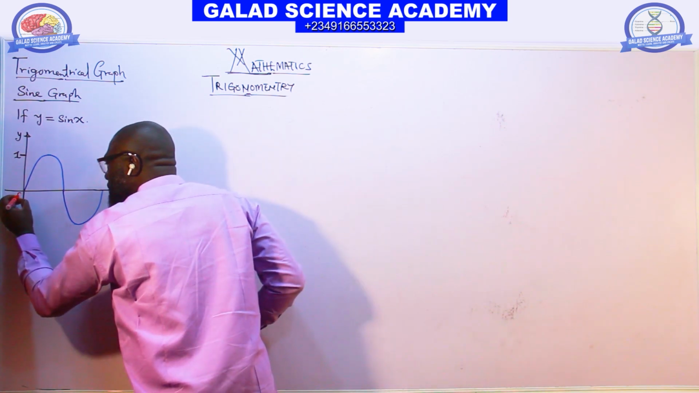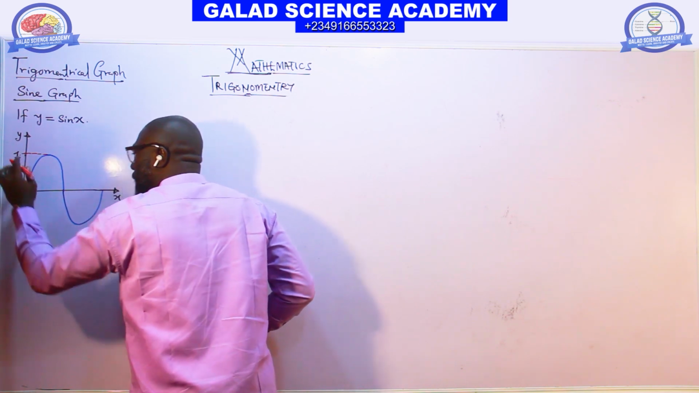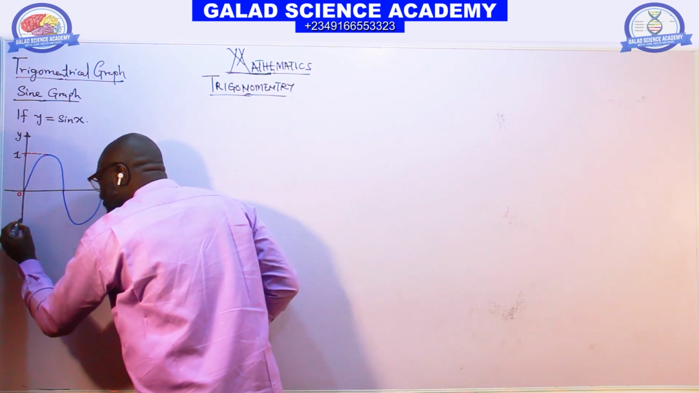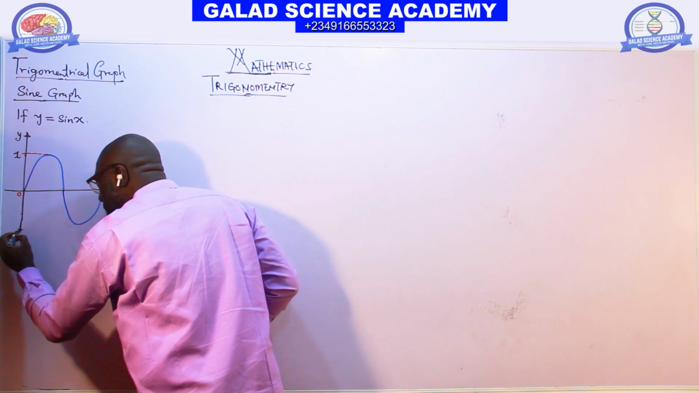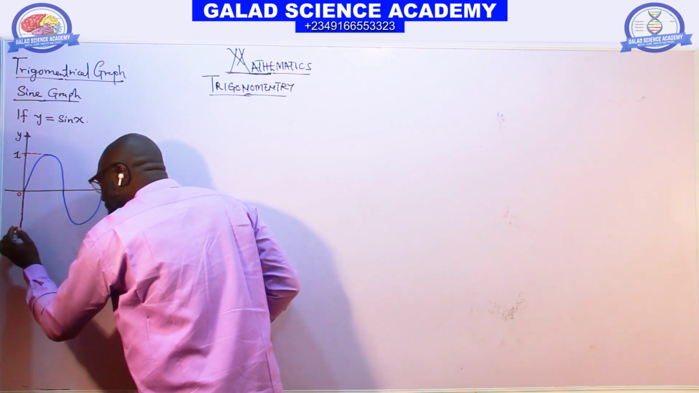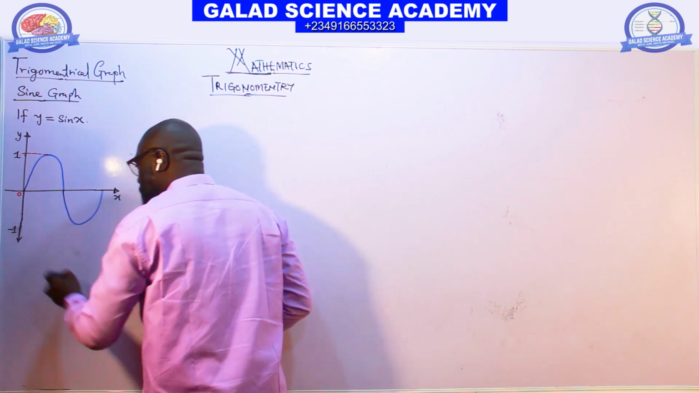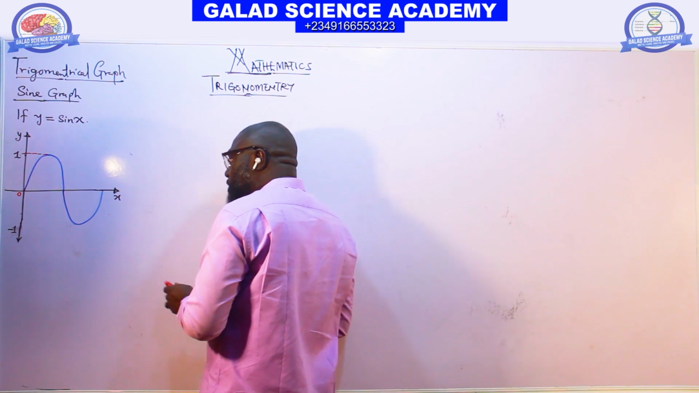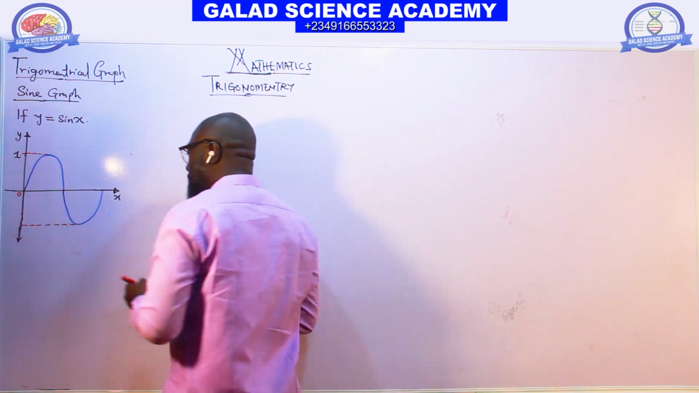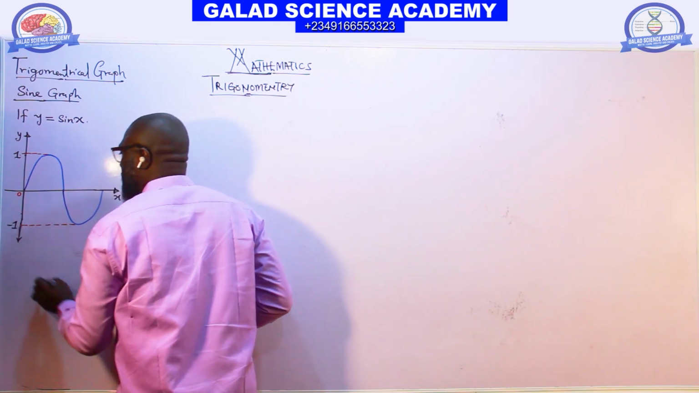And this place is 0. The highest value here is 1. The highest value on this side too will be minus 1. So you trace it from this side to this place. If you trace it, what do we have here? We have minus 1.